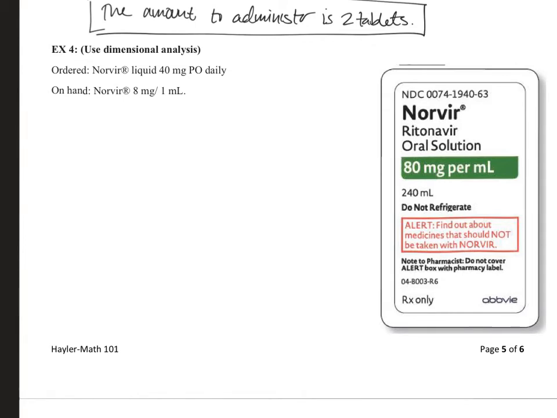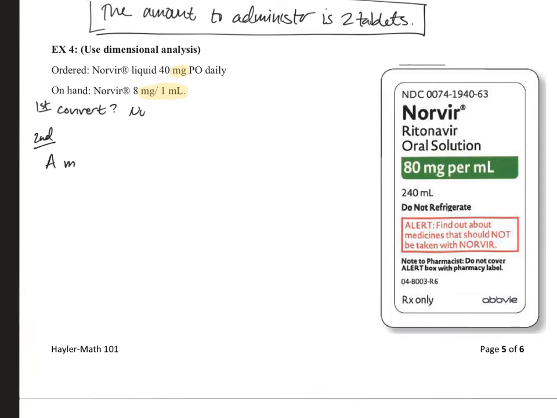Alright, so let's see. First, do we need to convert? Let's take a look at the units. These are the units I have on hand, and these are the units that I need in the order. Since they're both milligrams, there is no need to convert. So we can move on to our second step. The amount to administer is going to be in milliliters. This is the dosage unit, or how the medication is supplied.